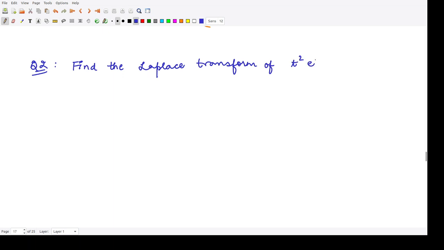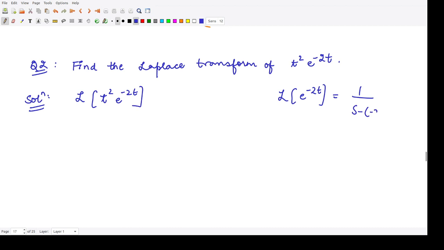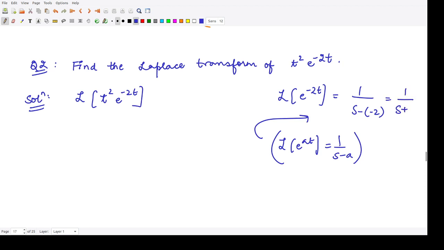t square e to the power minus 2t. So for the solution we have Laplace transform of t square e to the power minus 2t. Now we know the Laplace transform of e to the power minus 2t. It is nothing but 1 upon s minus 2, because the Laplace transform of e to the power at is equal to 1 upon s minus a. So using this formula we have this Laplace transform. So this is 1 upon s plus 2. So this is f of s.